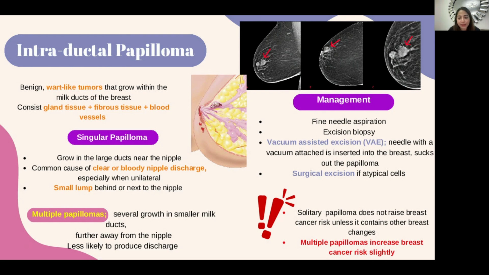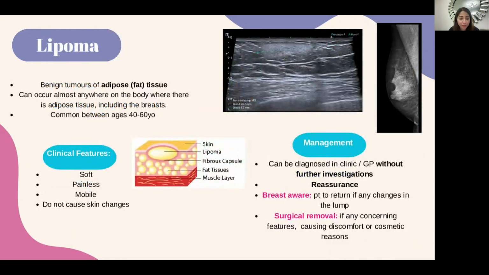Okay, then we will go on to lipomas. So lipomas are just tumors, again benign, of fatty tissue. As you all know, lipomas can be anywhere in the body, so the breast is no different. And obviously there's a lot of fatty tissue in the breast, so they can be quite common in the breast. They're usually common in ladies who are 40 to 60 years old, so going a bit more middle-aged, older ladies rather than younger ones. So that's something to be aware of in terms of presentation.